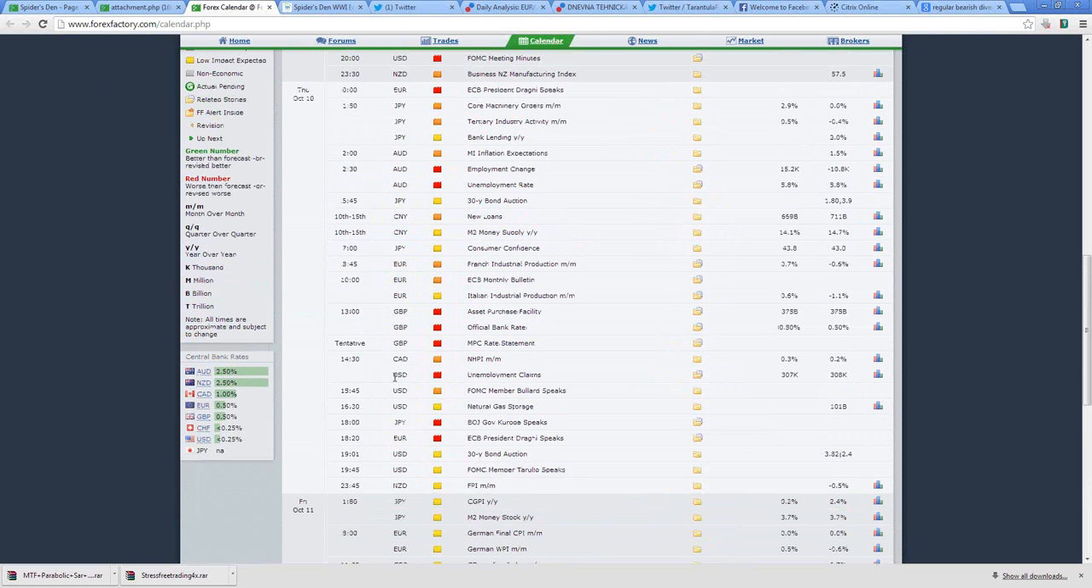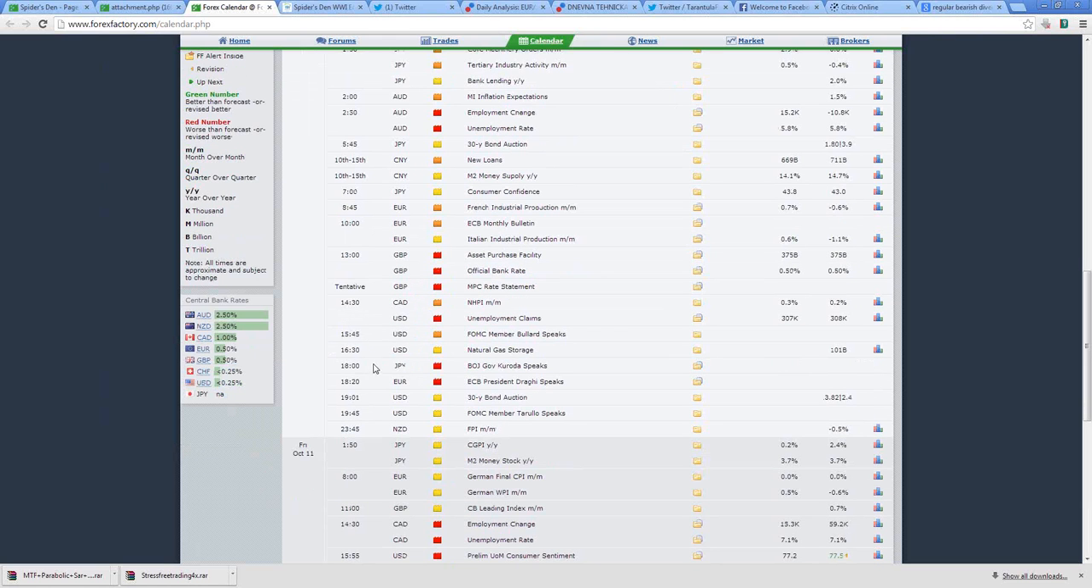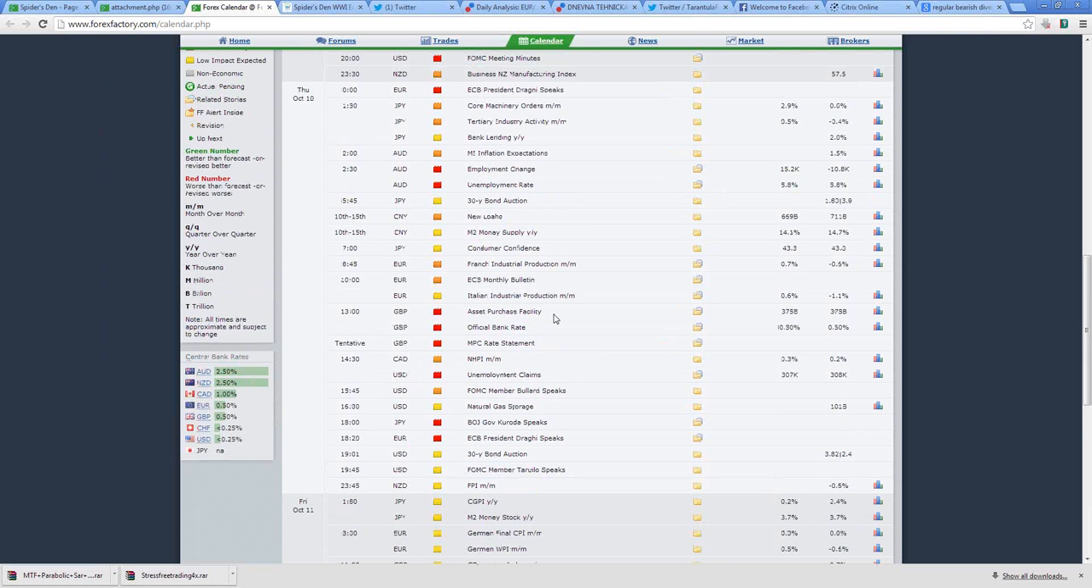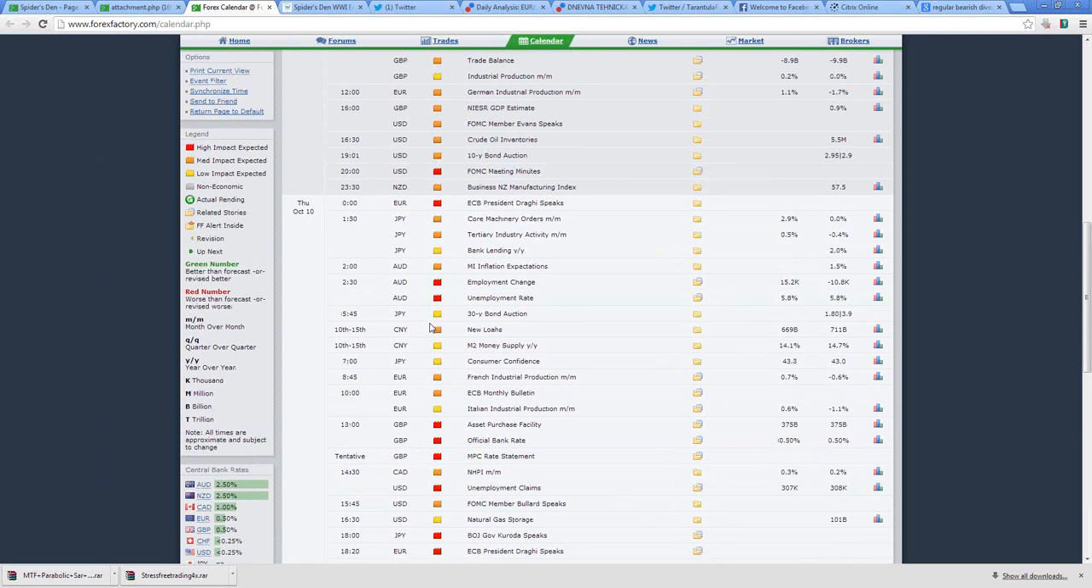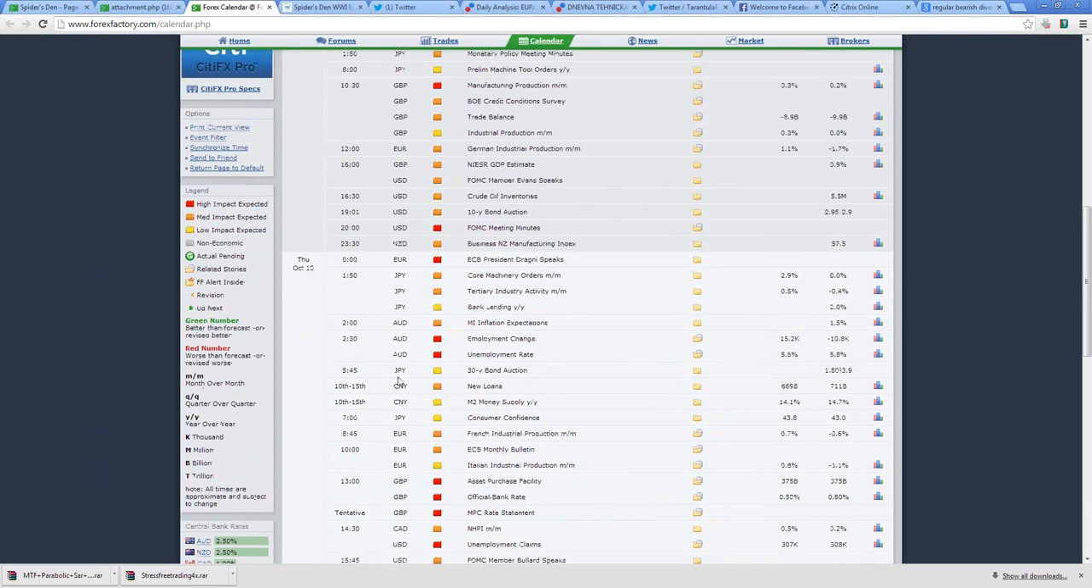I won't trade probably that day. Maybe I can trade early morning, but look, at 1 o'clock the asset purchase facility and official bank rate for GBP, Bank of England. Then the governor of the Bank of Japan will speak. Then ECB President Draghi speaks. It's a major day, so Thursday for me is a non-tradable day. I won't trade it. Maybe I will trade around these setups.